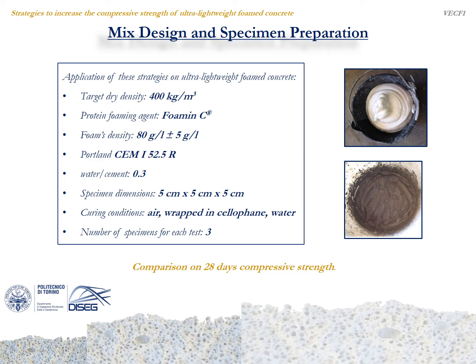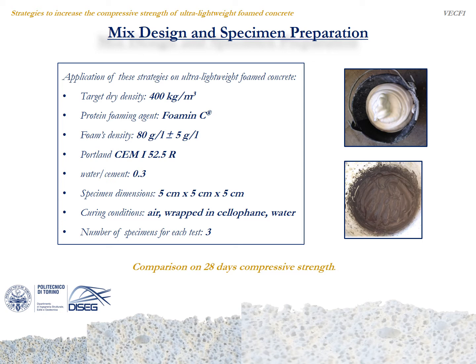In the following slides, I will show you the experimental results related to the application of these strategies on ultra-lightweight foamed concrete with a target dry density of about 400 kg per cubic meter. All the specimens are prepared using Portland cement, a foam characterized by a density approximately equal to 80 grams per liter, generated with a protein foaming agent called Foaming C, and a water to cement ratio equal to 0.3.